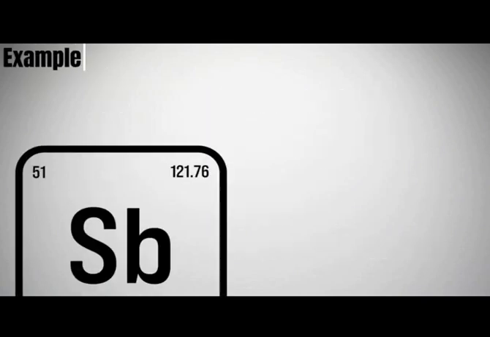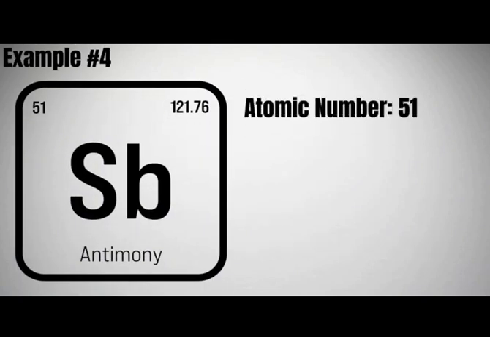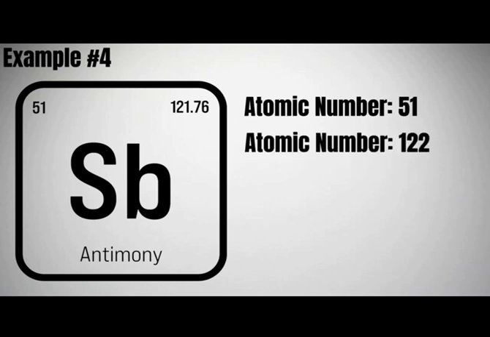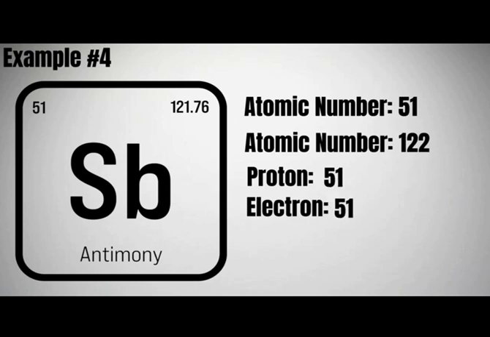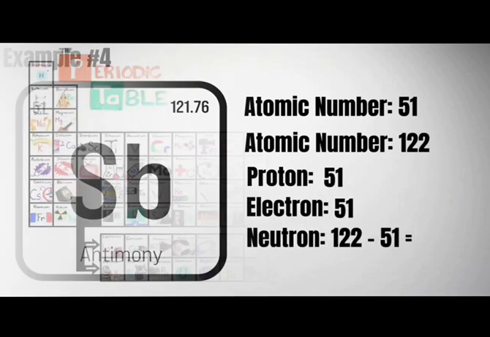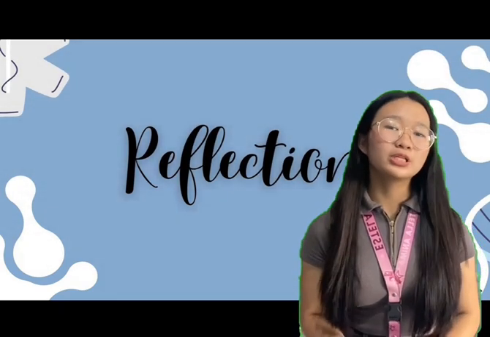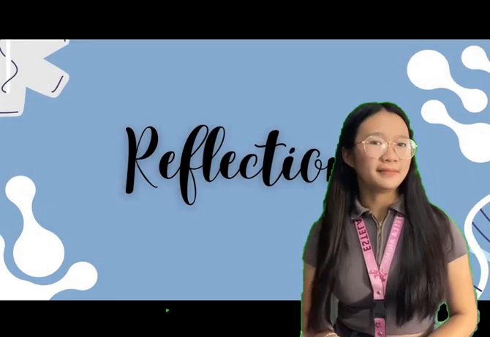Next example is antimony. The atomic number is 51, the atomic mass is 122, then the proton is 51, electron 51, neutron is 122 minus 51 is equal to 71.